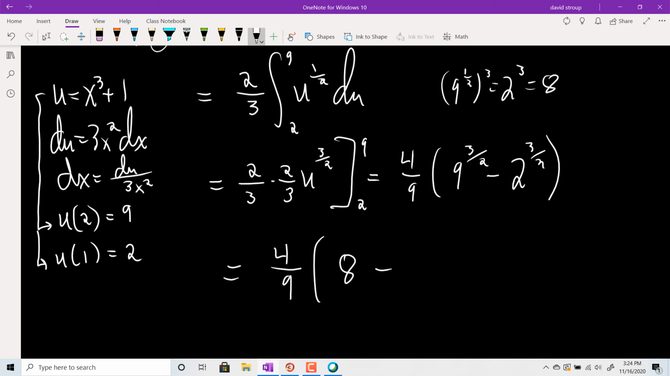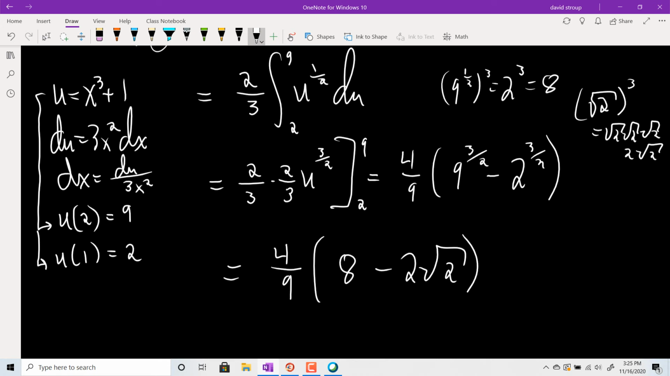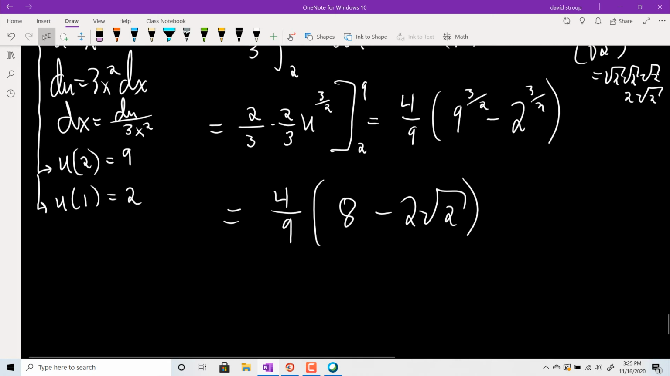Minus 2 to the 3/2. Okay, so that's the square root of 2 cubed. And what is that? Well, that's square root 2 times square root 2 times square root 2, which is really just 2 square root 2. So that guy is minus 2 square root 2, and that would be an answer which didn't have any approximation issues to worry about.